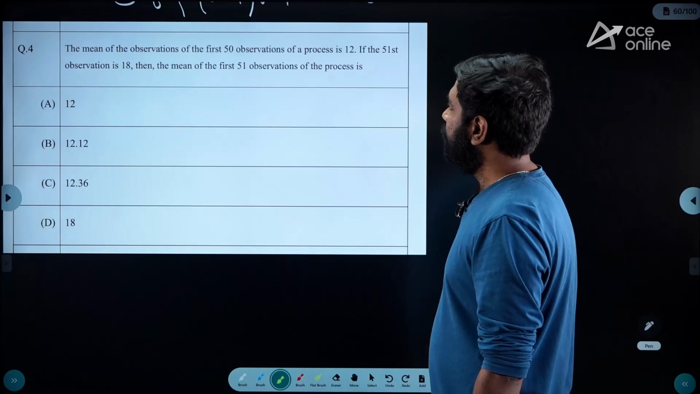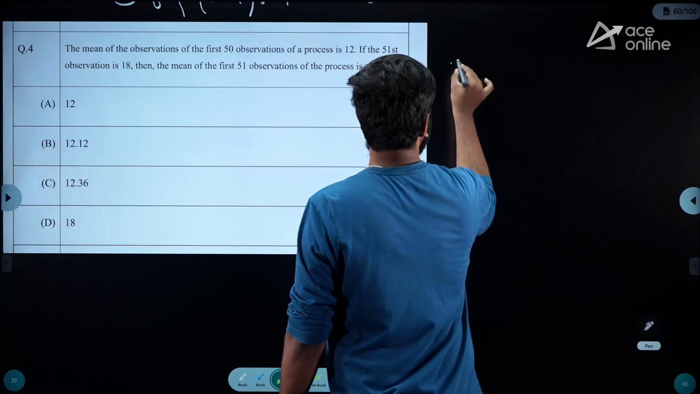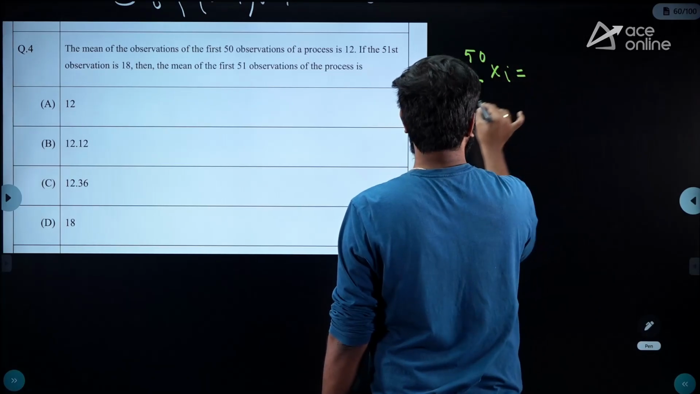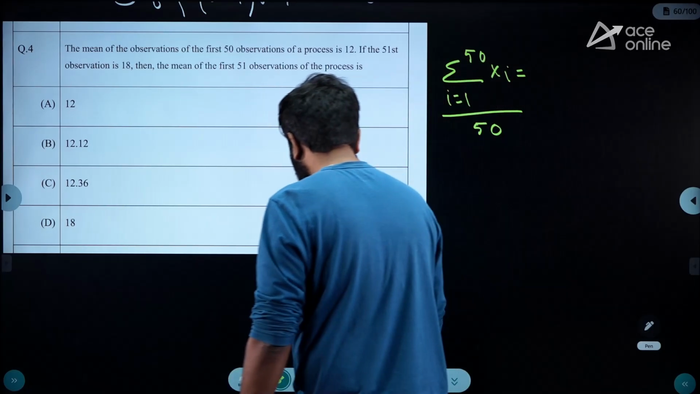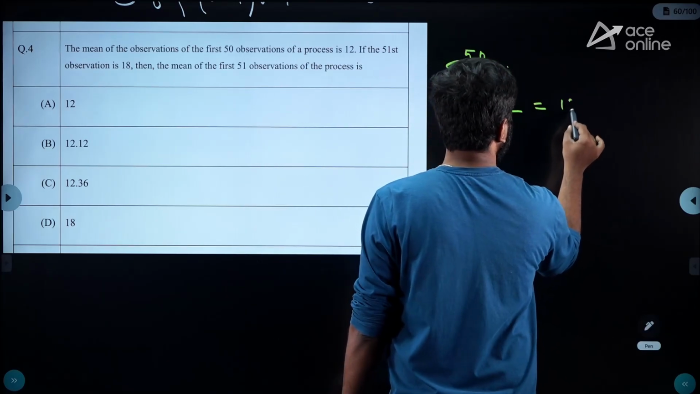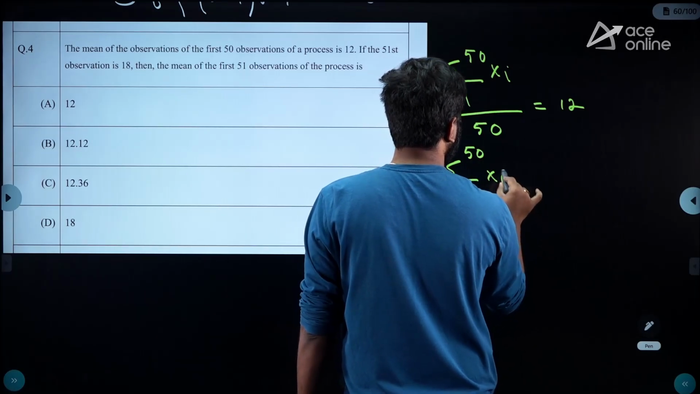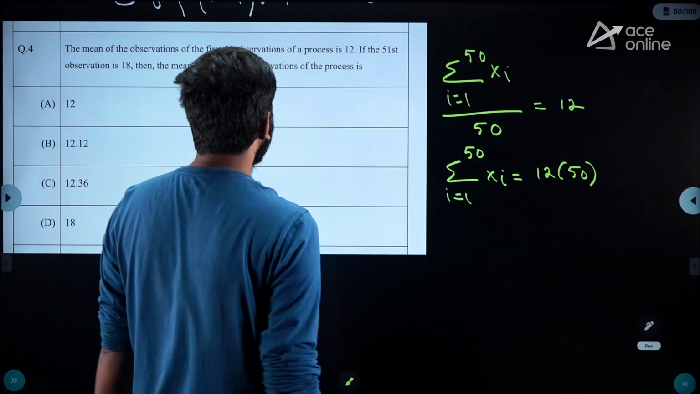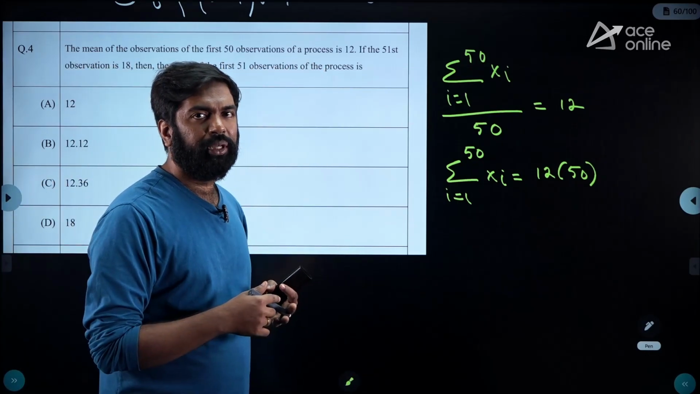So what does he say? The mean of the first 50 observations of a process is 12. According to him, summation i from 1 to 50 of xi by n, that is 50, is the mean. According to the question, it is 12. So summation i from 1 to 50 of xi, that is the sum of all the observations, will be 12 into 50. And comes the 51st observation, which is 18. Now he wants the mean of the new data.